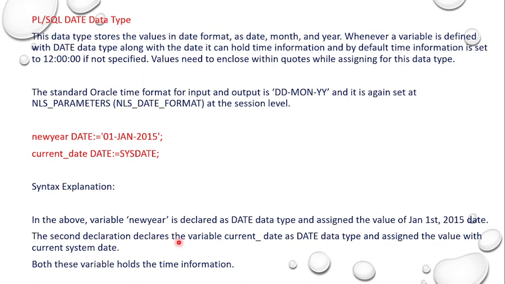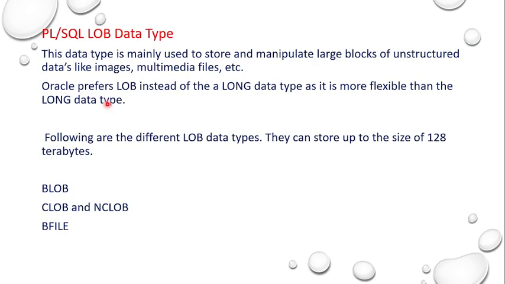And the LOB data type is also one of the categories of PL/SQL data types. It is helpful to store and manipulate large blocks of unstructured data like images, multimedia files, and so on. We can say the LONG data type also. There are a lot of advantages when you use the LOB data type. You can store up to 120 terabytes: BLOB, CLOB, NCLOB, and BFILE.